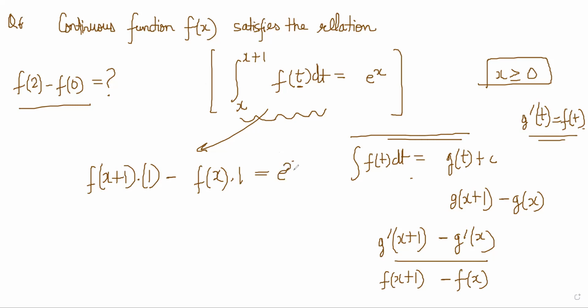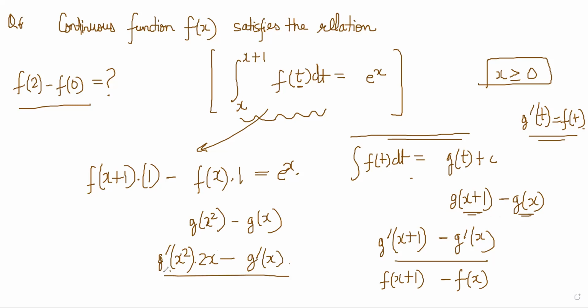If it was something more complicated, this derivative would have changed, this part here. Because suppose it was x square, g of x square minus g of x, then when I differentiate, it would have become g dash x square into 2x minus g dash x, right? And g dash x square would be f of x square into 2x. So you're putting the limit x square and differentiating x square to get 2x. Here it is x plus 1, therefore this is 1 and this is 1.